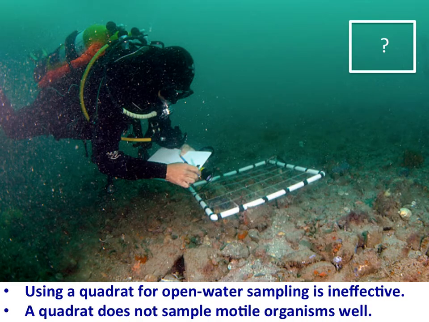Using a quadrat for open water sampling is ineffective because the quadrat has a two-dimensional quality while open water systems are clearly three-dimensional. Using a quadrat on the reef bottom is effective because the reef bottom is not structurally complex. A quadrat does not sample motile or migratory organisms well.